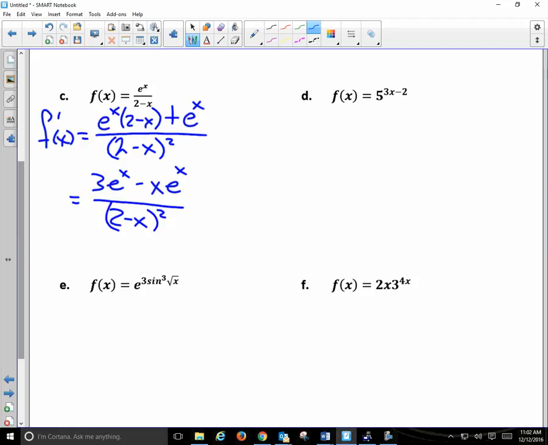If you wanted to, you could factor again the e to the x at the top, and that way, if you do, you can see right away that this has an x-intercept at 3. It has a vertical asymptote at 2. It's kind of nice.